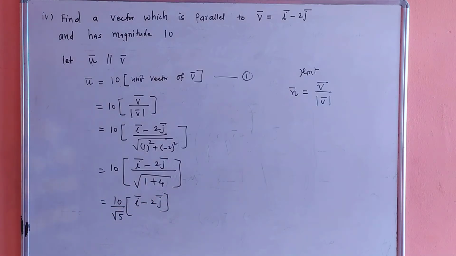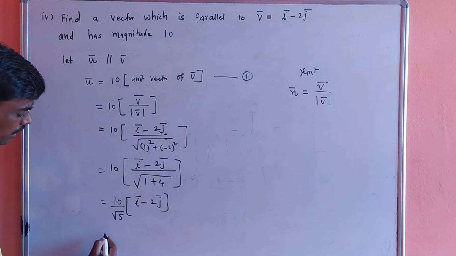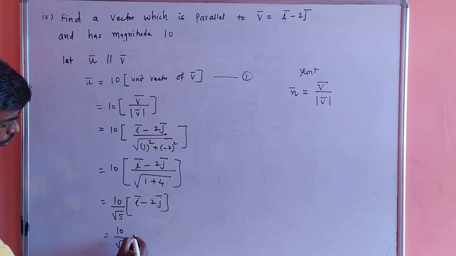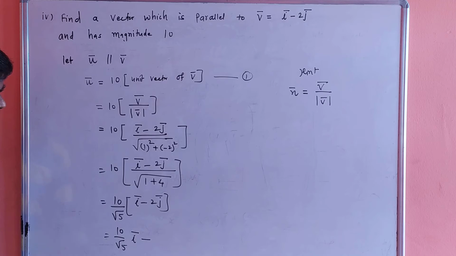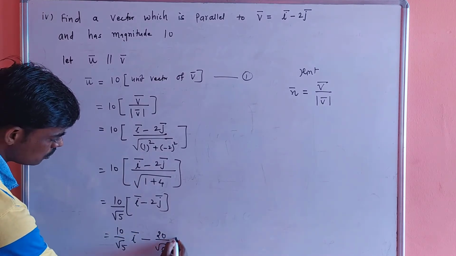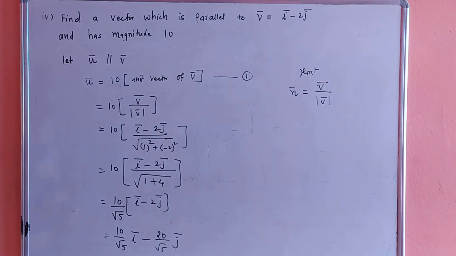This is the vector which we were going to find out. We can also write it by splitting the term: 10 by root 5 i minus 20 by root 5 j. So this is your final answer.